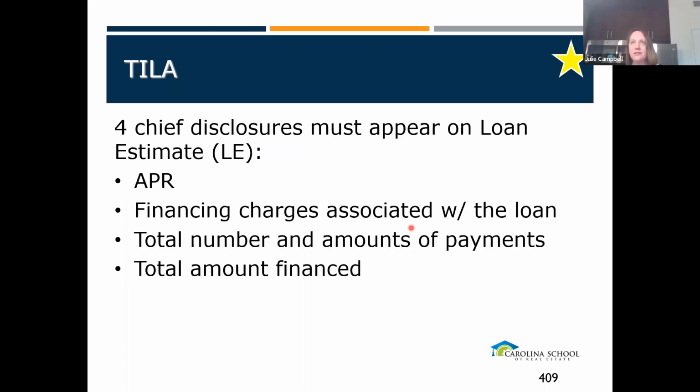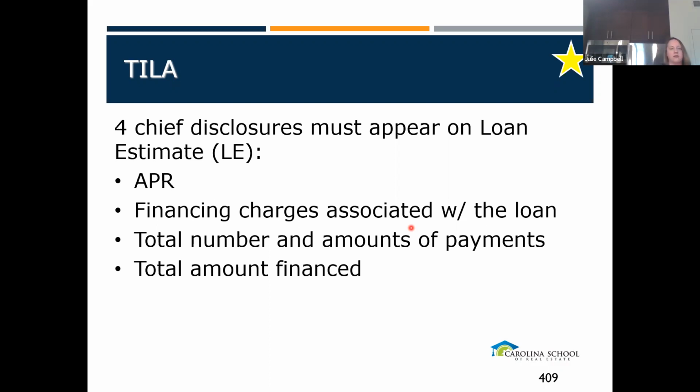The things that TILA and the Consumer Financial Protection Bureau consider chief disclosures, your APR. APR is your annual percentage rate. APR is a more accurate number of the financing than just the interest rate. So APR includes more than the interest. It does include the interest rate, but it includes more, and it gives the consumer a better idea of all of the charges, of everything involved with the cost of this loan.